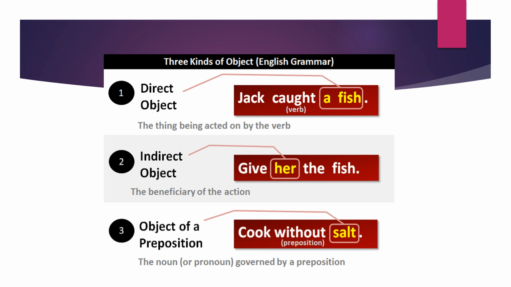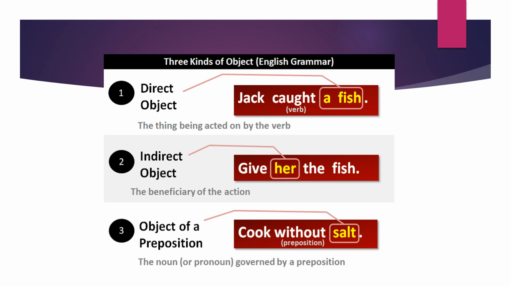So three kinds of object are there in English grammar. One is the direct object, one is the indirect object, and another is the object of a preposition. The thing being acted on by the verb is the direct object. Jack caught a fish. Caught is the verb and the direct object is a fish. What is an indirect object? Give her the fish. It is the beneficiary of the action. So her is the indirect object.